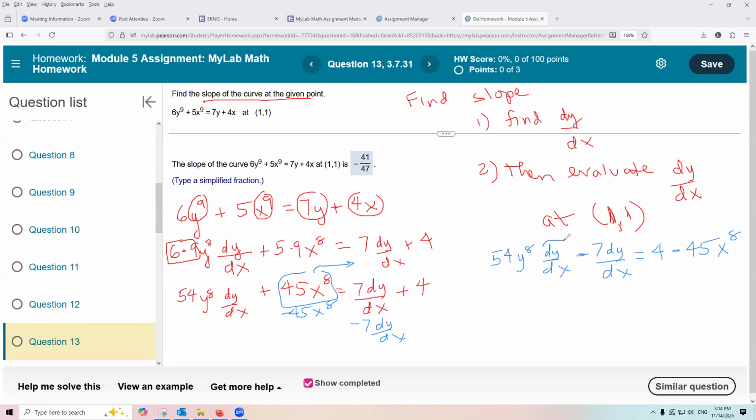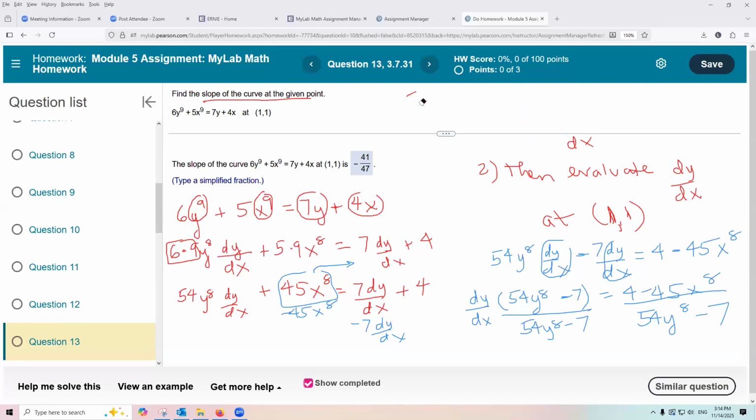Now let me factor out dy/dx, just like we did in the example a minute ago. Factor out dy/dx. That leaves me 54y to the 8 minus 7. Now I'm going to divide both sides by this parenthesis to get dy/dx by itself.